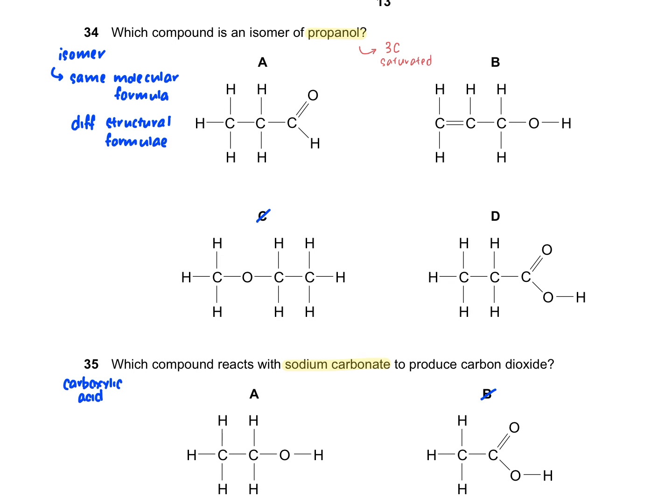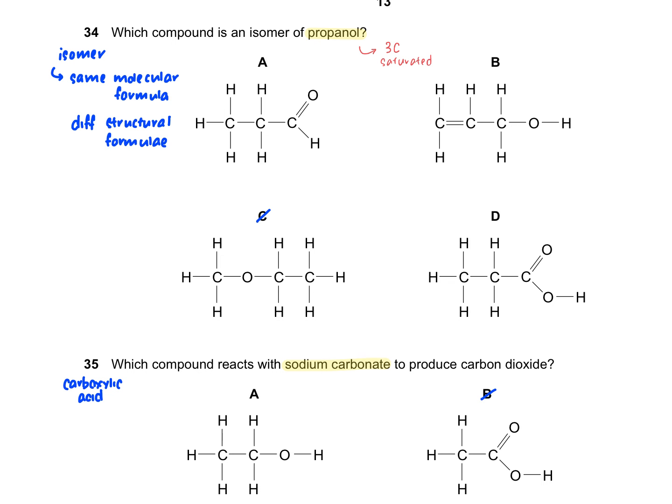So when we look at compounds with the same number of carbon atoms, and one is saturated and the other one is not, it means that they will not have the same molecular formula, because unsaturation would mean you will have fewer hydrogen atoms. So in this case, options A, B, and D are all unsaturated, that means that the molecular formula of A, B, and D cannot be the same as propanol.